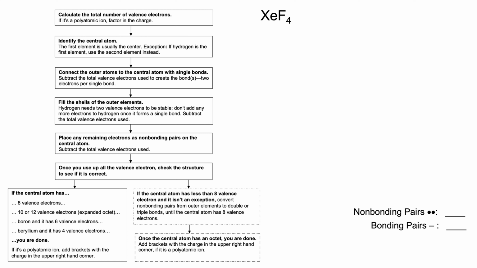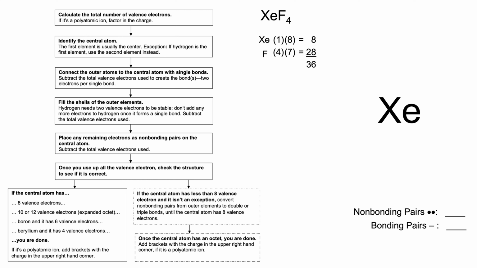To draw the Lewis structure for xenon tetrafluoride, I'm first going to do the inventory. So there's xenon and fluorine. There's 1 xenon, 4 fluorines. Each xenon contributes 8 valence electrons, whereas each fluorine contributes 7. I multiply across and then add to get a total of 36 valence electrons.